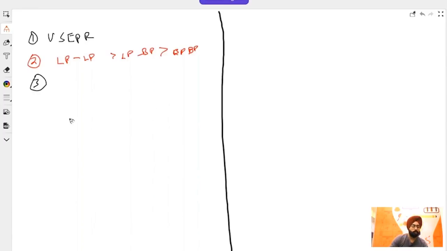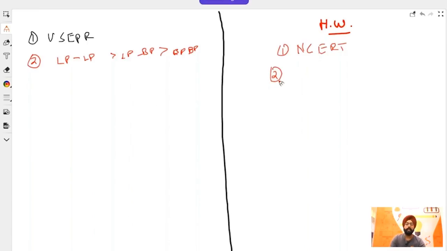All right. So now, people, the homework for this one is actually important and this is something that you should spend time on. The first thing of course is NCERT once again because we are back to a chapter that is written properly in NCERT. The second thing that you should do is draw all of these in your notebook.